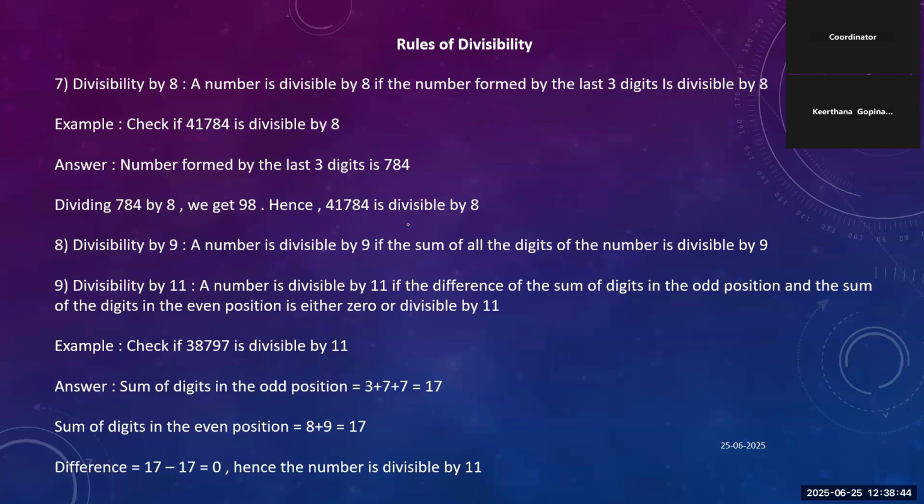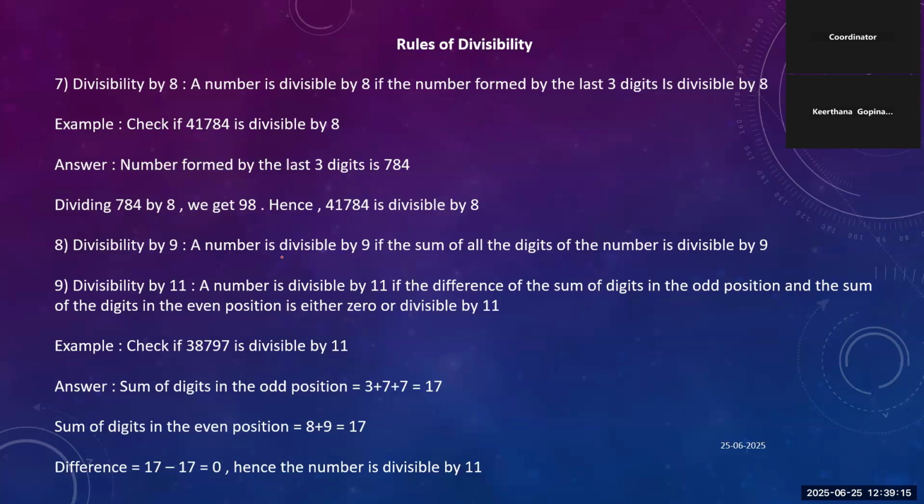Divisibility by 9. If the sum of all the digits is divisible by 9, then the number is divisible by 9. Similar to 3, right? For 3 we said the sum of all digits should be divisible by 3. Similarly for 9 we say the same rule. If the sum of all the digits is divisible by 9, then the number is divisible by 9.